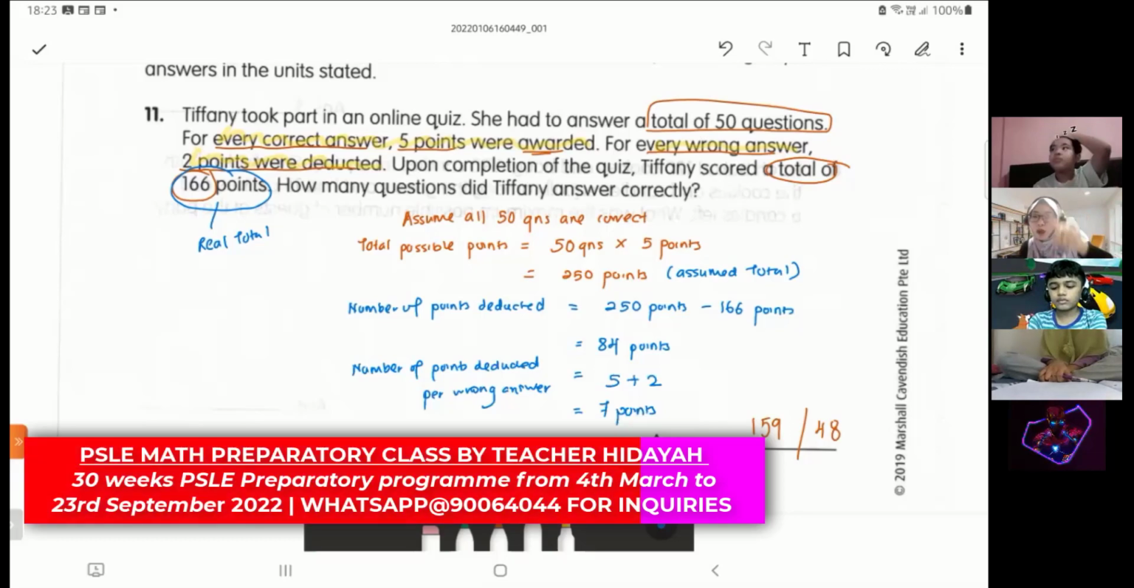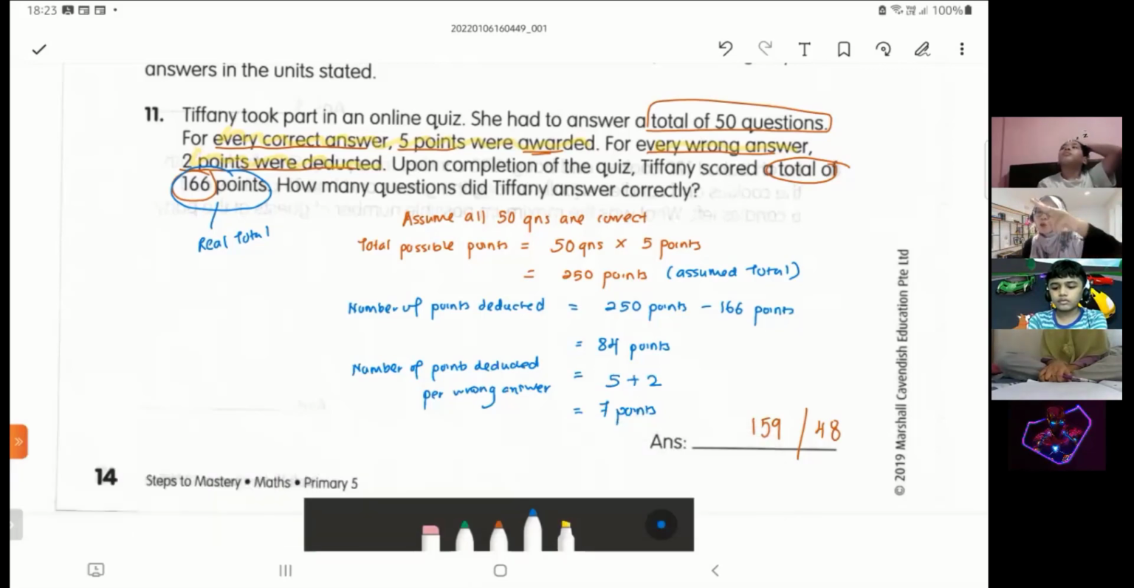Because many of you will not understand that part. Many of you say deduct 2 marks only. Why must I take away my 5? Because I did not earn the 5. I must take away the 5 also. So 5 and 2, total 7 points deducted or lost per wrong answer. Understand? Okay, this is the part where many of you will get confused. This is the confusion part.